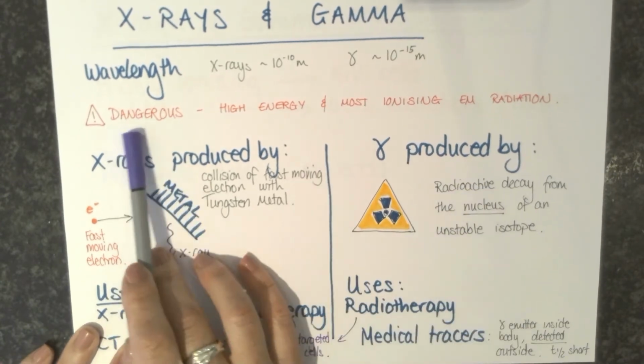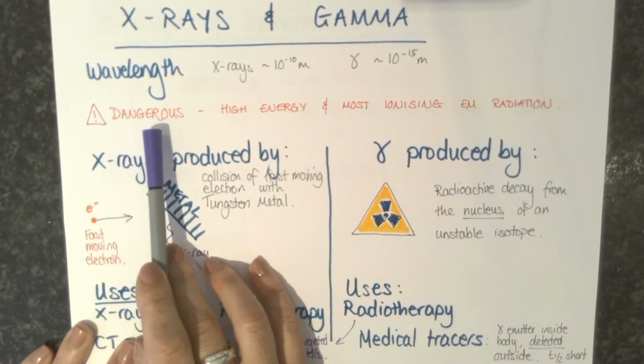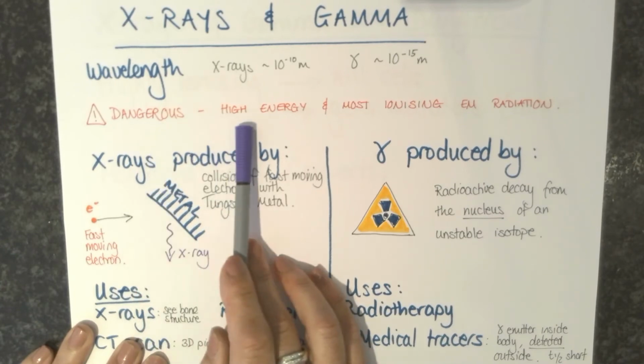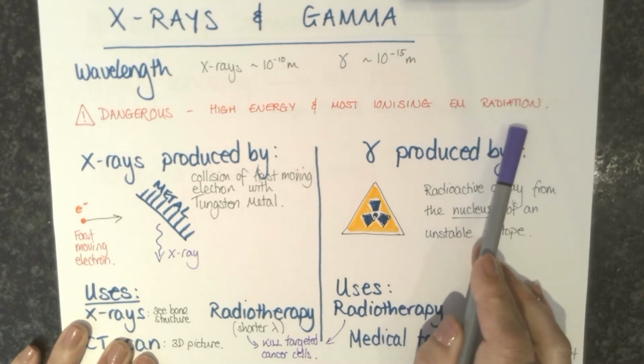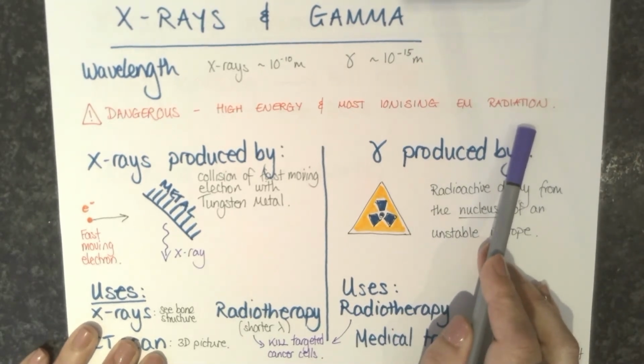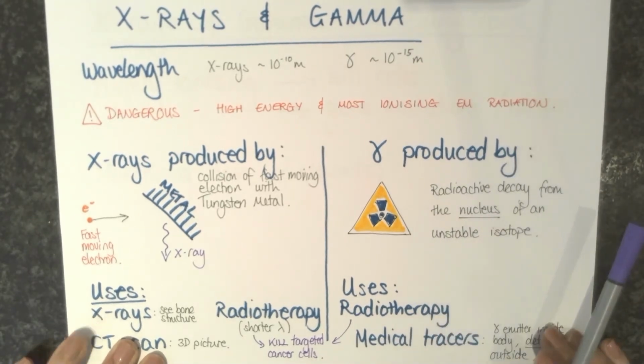But the thing to note, X-rays and gammas, they are dangerous. They are high energy, they are the most ionizing electromagnetic radiation, and so they are the types of electromagnetic radiation that we really need to be careful of.